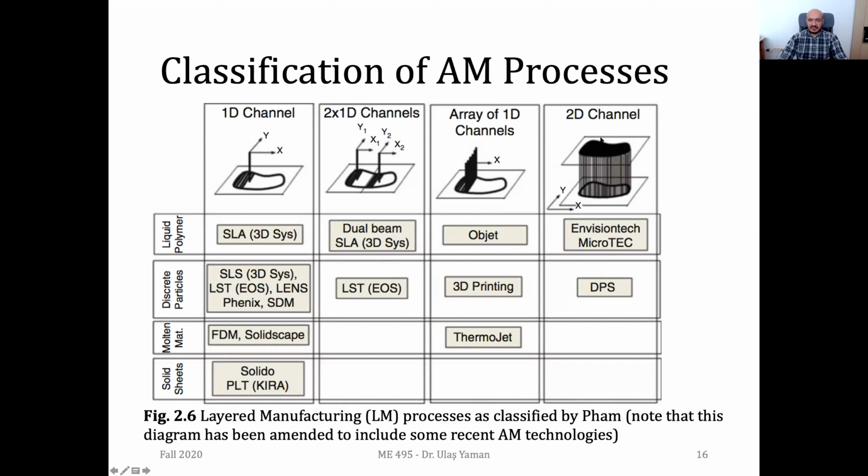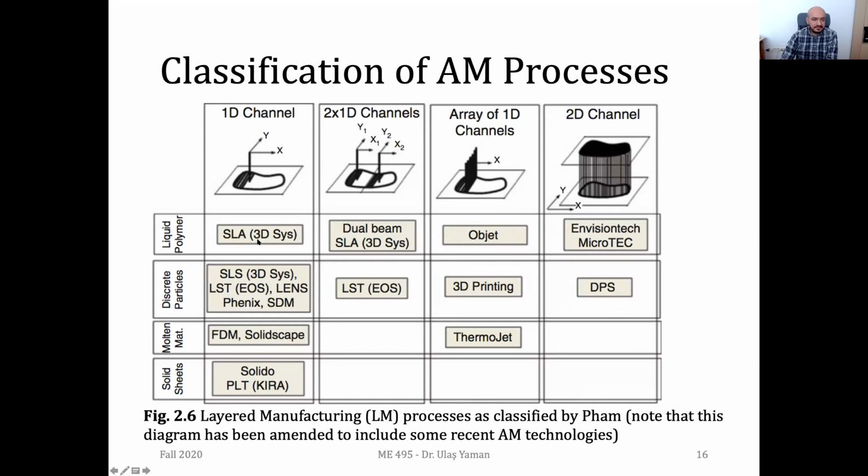These are the columns, how we categorize and classify them. If you look at the rows, on the row side we have the materials, the types of materials. If you have liquid polymer, as I said, this is mostly resin, thermoset material. If you use a single laser head, we will discuss the details later. Right at this point, I'm not going to give you all the details of the systems, but just know that we have such a classification depending on the material and the type of channel we have.